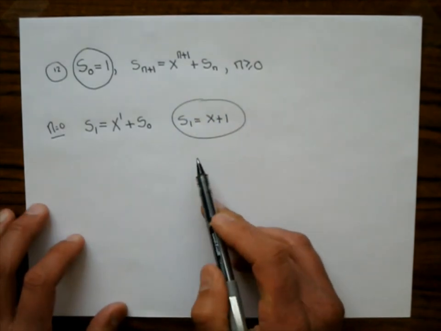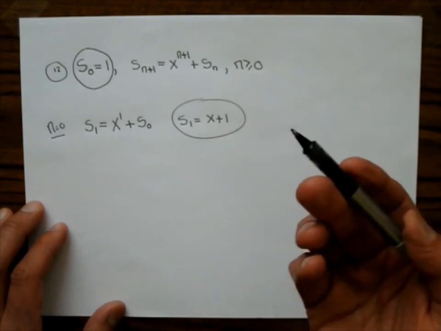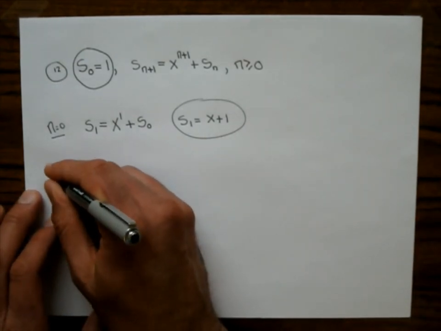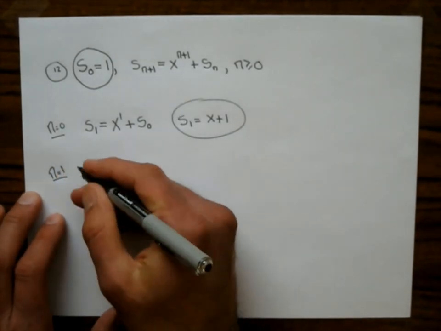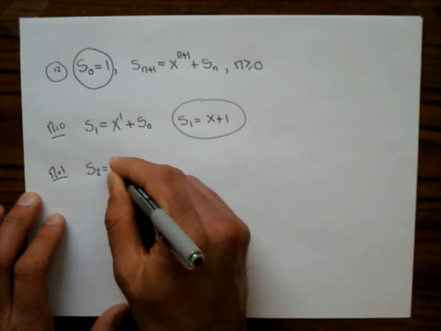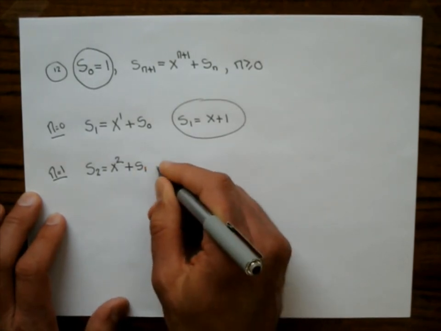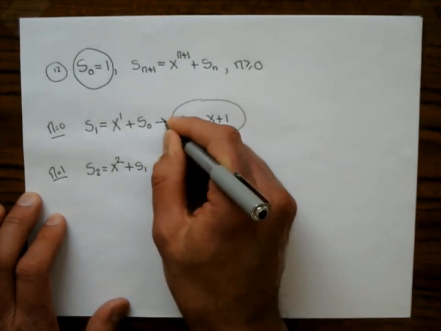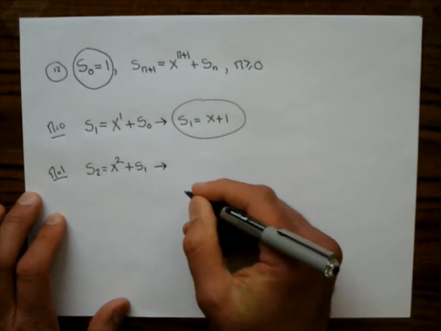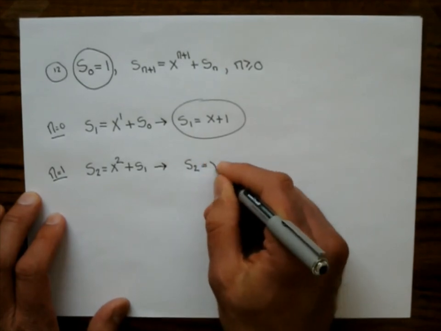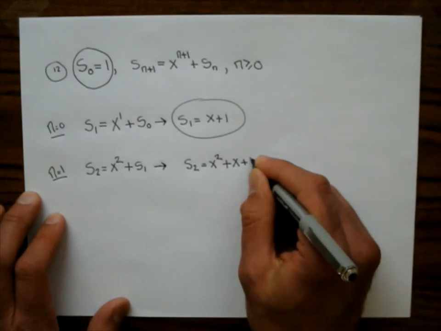So this sequence is not just a sequence of numbers. Now it's a sequence of functions, or polynomials to be more specific. N equals 1. So now I'm going to write S2 equals x squared plus S1. So let's just put arrows here to say this is what I did. So S1 happens to be this x plus 1. So S2 is x squared plus S1. This is x plus 1.